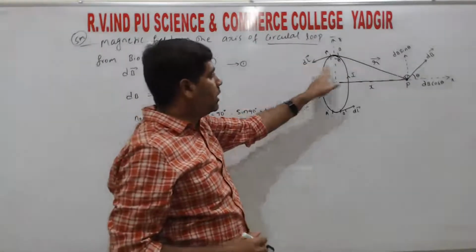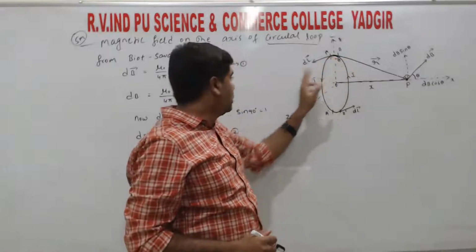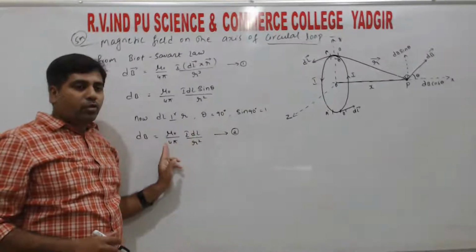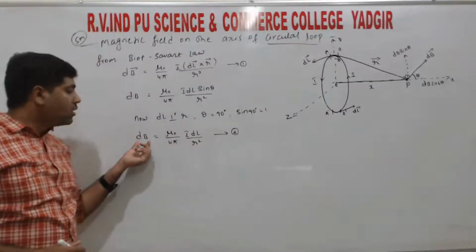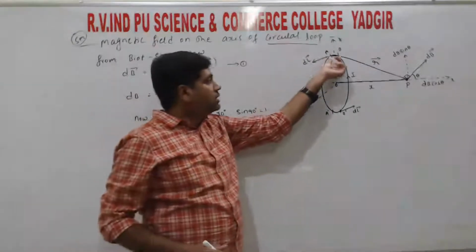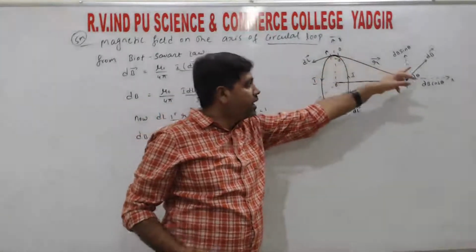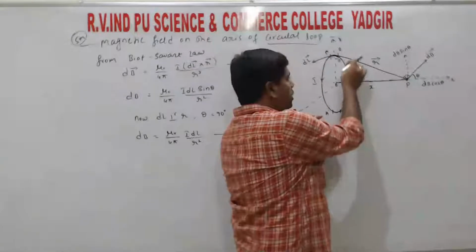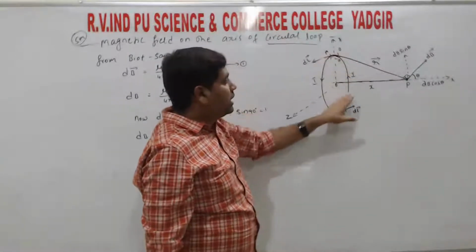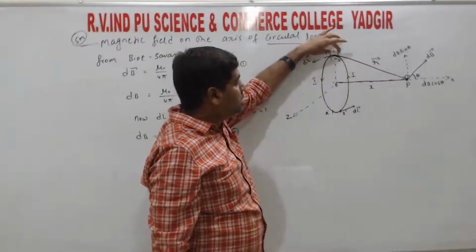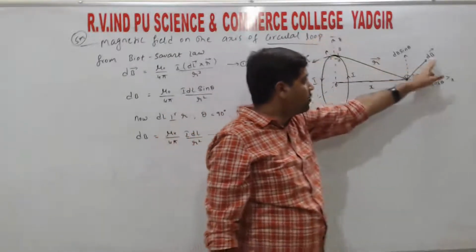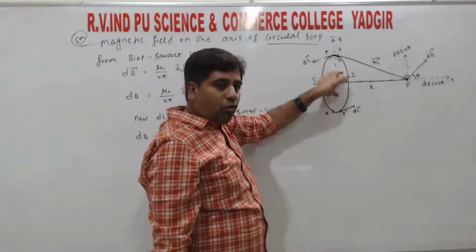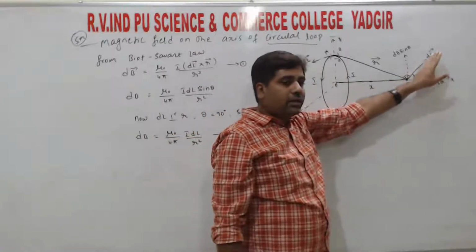Since the current element and r are perpendicular, the sin theta value becomes 1. So 1 into I dl by r square, we get mu naught by 4 pi I dl by r square. This is the small magnetic field due to this current element, dB. This is due to only the small current element. We need to find the total magnetic field due to the entire circular loop, right? Here we are considering only the small element dl, that's why we get the small magnetic field dB. If we consider the overall circular loop, we get the total magnetic field B, right?